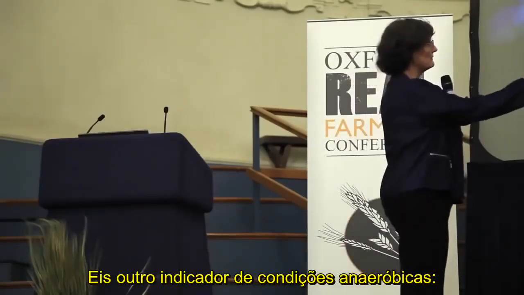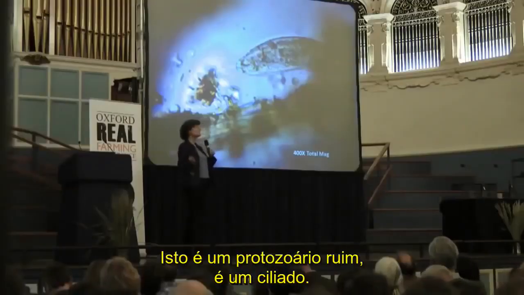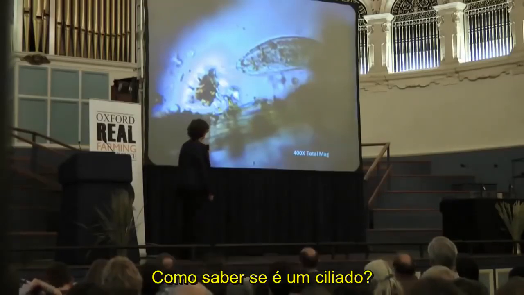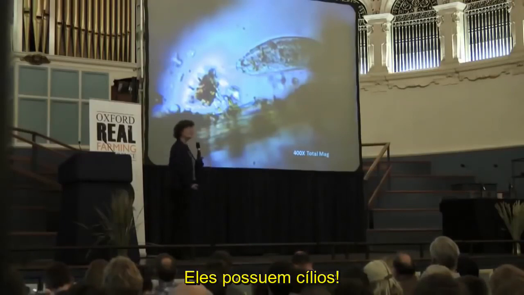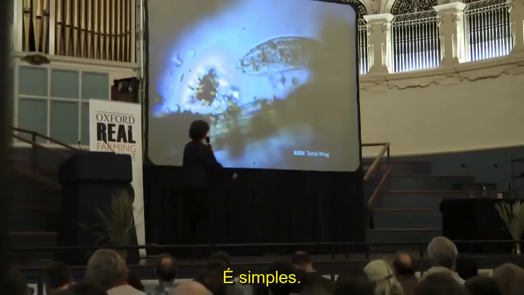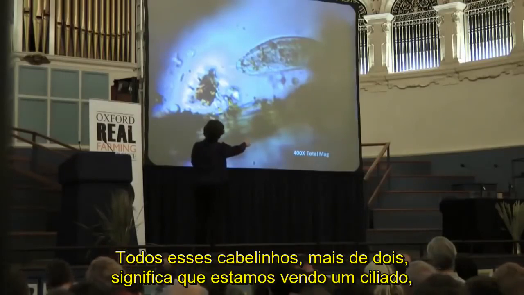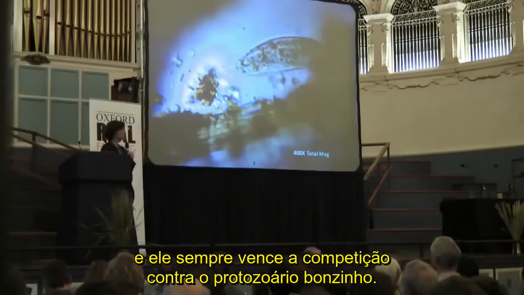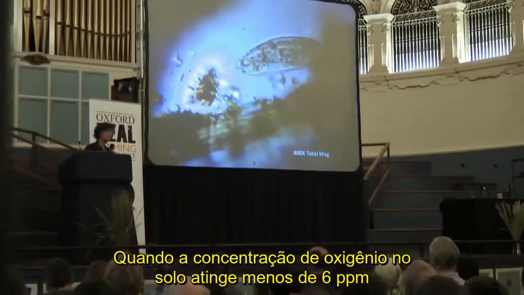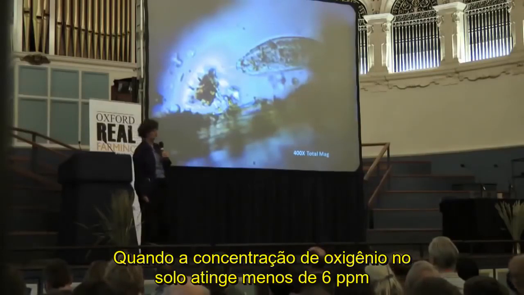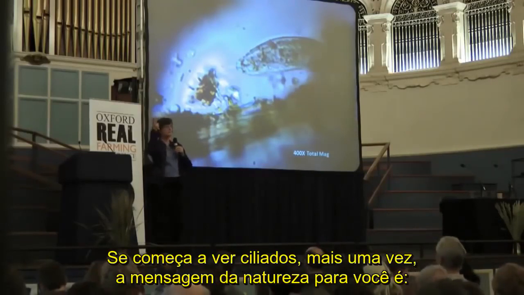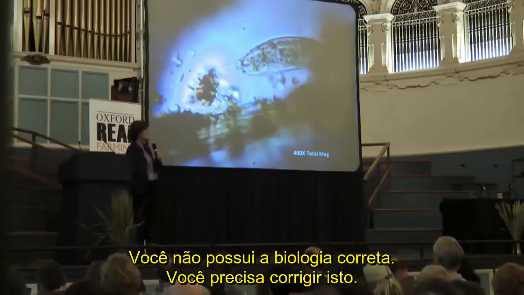Here's another indicator of anaerobic conditions. This is a protozoan. It's the bad guy protozoa. It's a ciliate. How do you tell a ciliate from anything else? Ciliates have cilia. They're pretty silly. All these nice little hairs, more than two, we're looking at a ciliate. It only wins in competition with the good guy protozoa when oxygen concentration in your soil drops lower than 6 parts per million. You are going anaerobic. You start seeing ciliates. Again, the message to you is that you don't have the proper life.